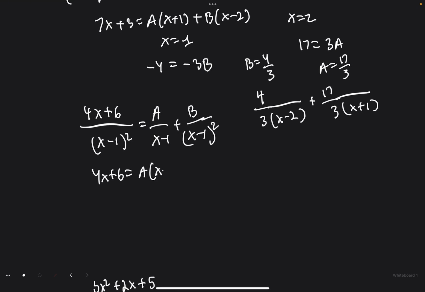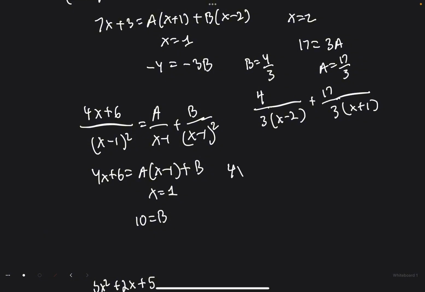So you're missing one x minus 1, but for B you're not missing anything. So it's just going to be B. So you can set x equal to 1, and that gets rid of A. So now you're left with 10 is equal to B. So that's out there. So now we don't really have another value that we can plug in for x to isolate another variable. So all we can really do is just plug everything in.